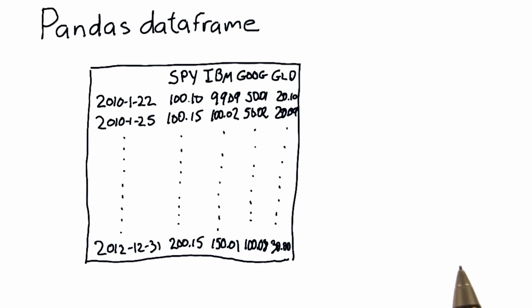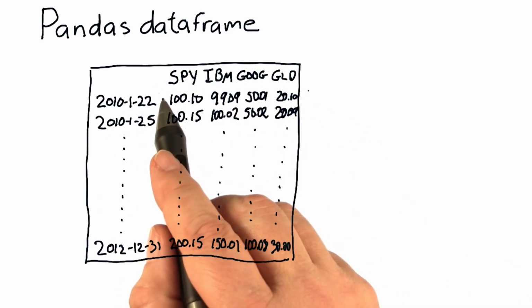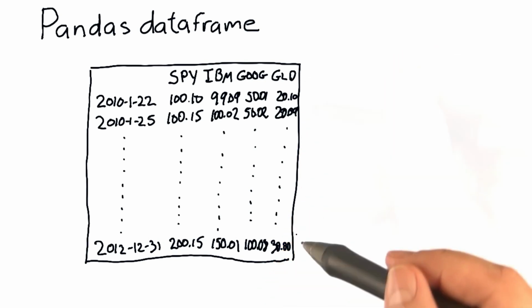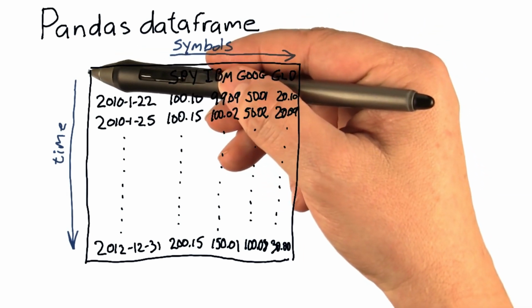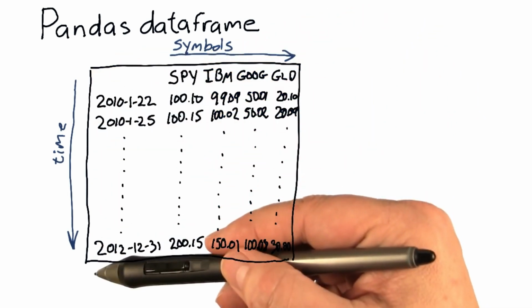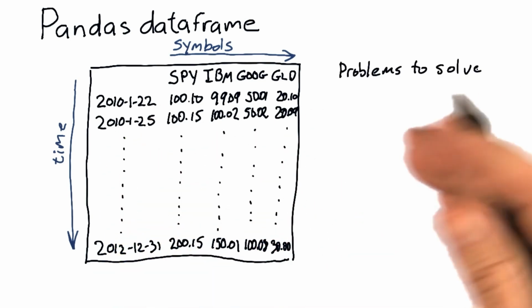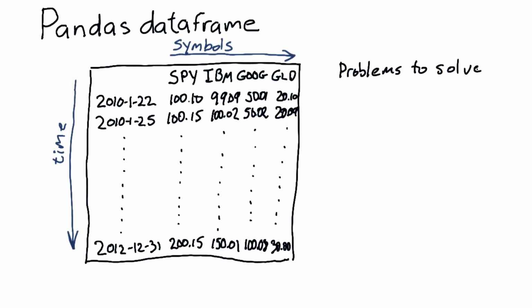Okay, just to refresh your memory, here's the kind of stuff that goes in a data frame. Our columns are the particular symbols of stocks that we're interested in, and our rows are dates. So time goes from the top of the data frame down to the bottom, and symbols from left to right. In order to get to a data frame like this, we've got a couple of problems to solve, and we're going to solve them in this lesson.